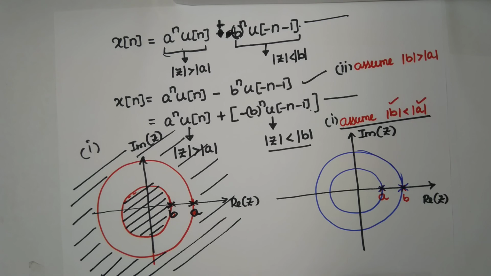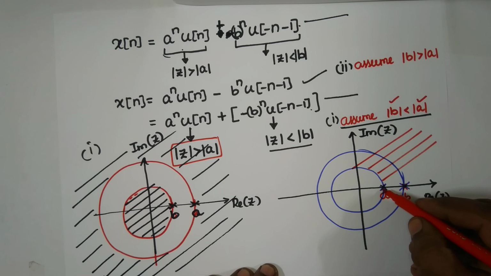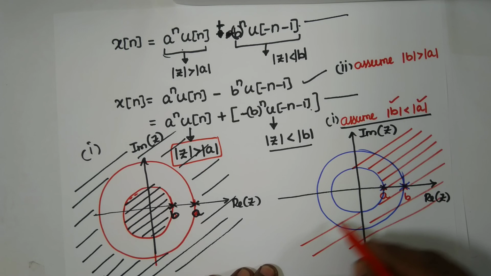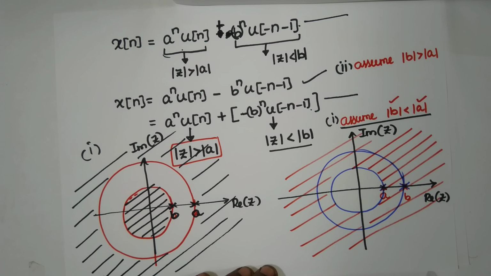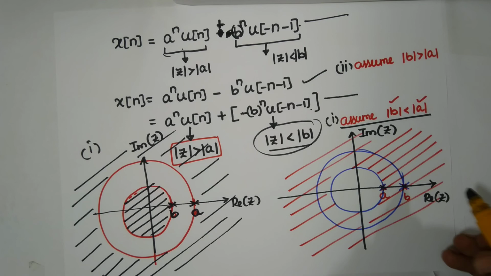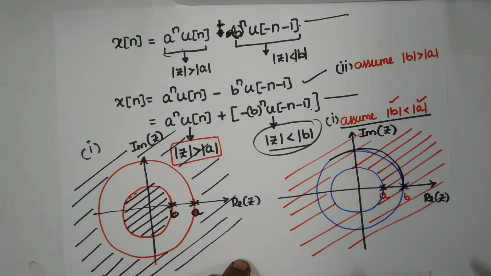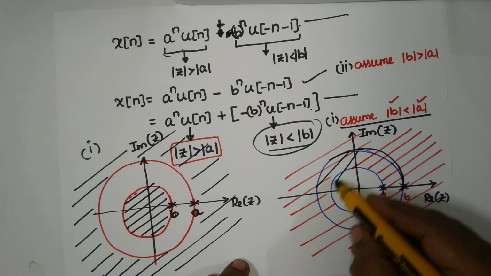Now what happens, you see? Of course this will not change. I have mod Z greater than A, so I would go like this. This is my mod Z greater than A, going up to infinity like that. But what we have is modulus of Z less than B. So modulus of Z less than B means where can I go? B is here, this is my B circle. Less than B means I would go like this.